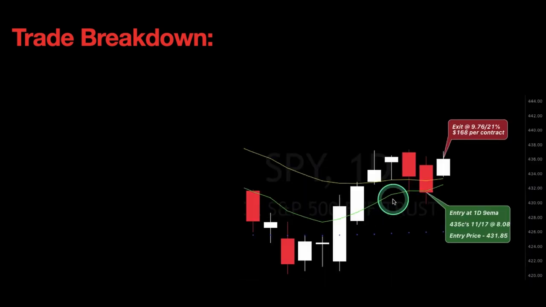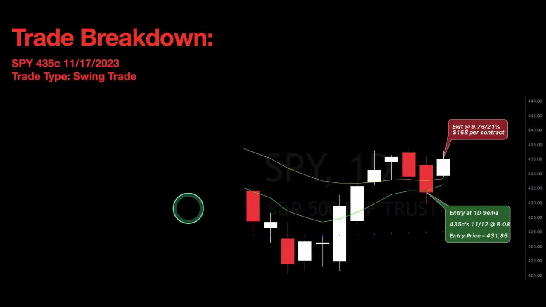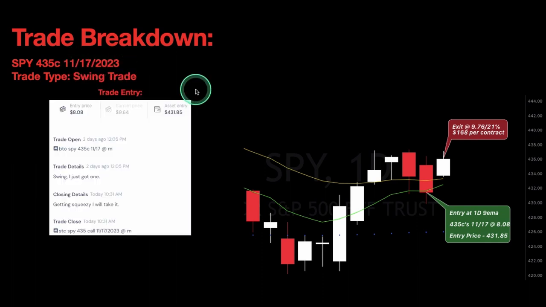All right, on to our next trade breakdown. This is a SPY 435 call, but this is a swing trade, actually. So this is a higher time frame analysis, and this is for expiration date 11/17/2023. So our trade entry was at 808.